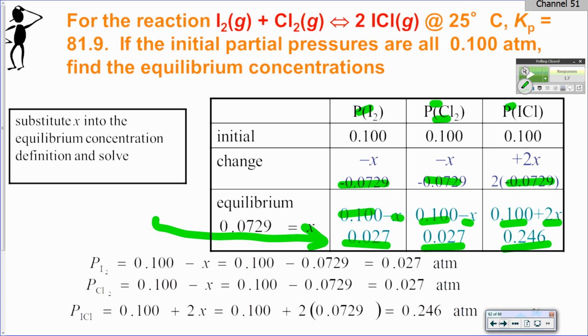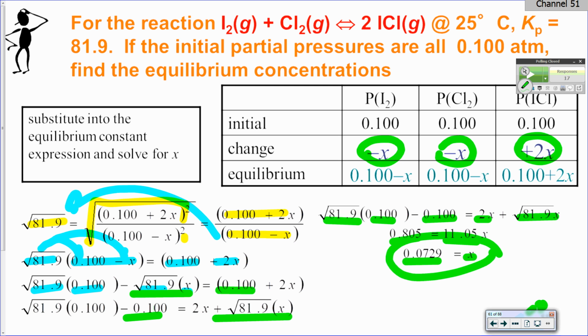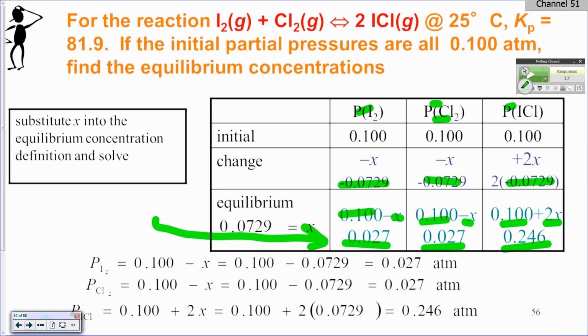Okay, let's see, is it y'all's turn? I can't get it to go forwards. Get it over here. Keep going backwards.